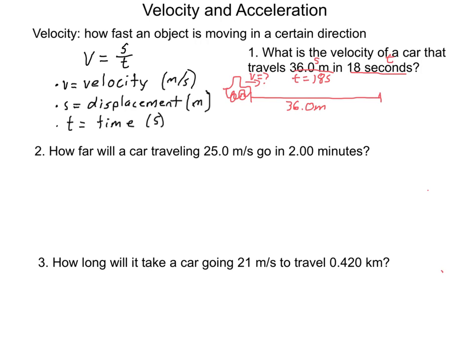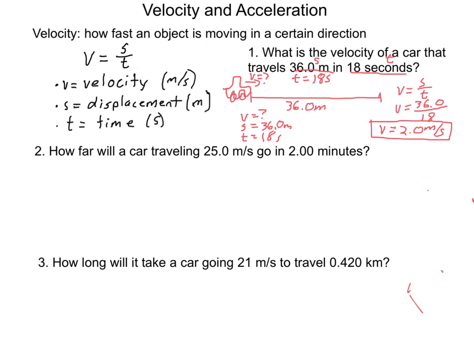Now that I have identified my variables, make a quick variable bank. Whenever we have multiple equations, this almost makes picking the right equation multiple choice. V equals question mark. That's the goal. That's what I'm looking for. S equals 36.0 meters. T equals 18 seconds. Now, pick an equation. You only have one, the velocity equation. Rewrite the equation, V equals S over T. And now I'm going to substitute in and solve.